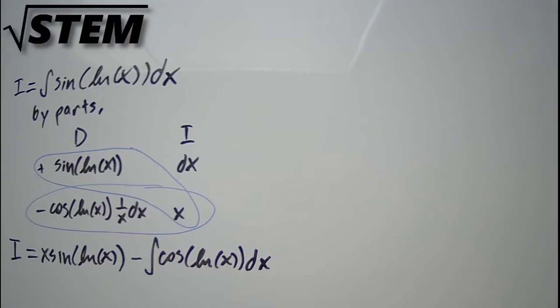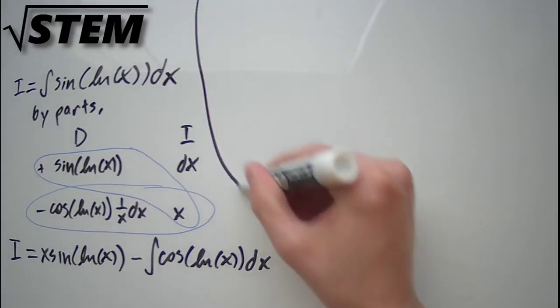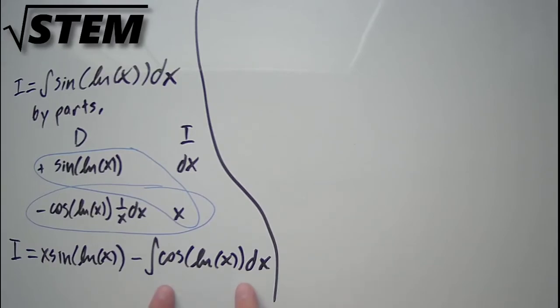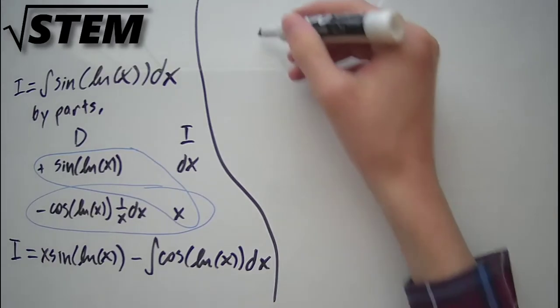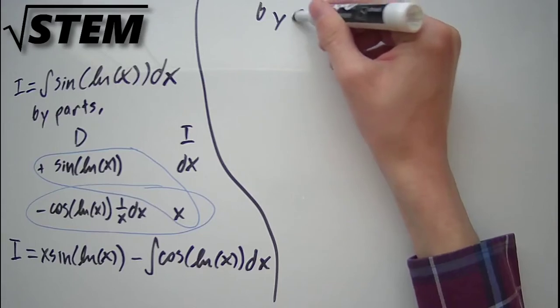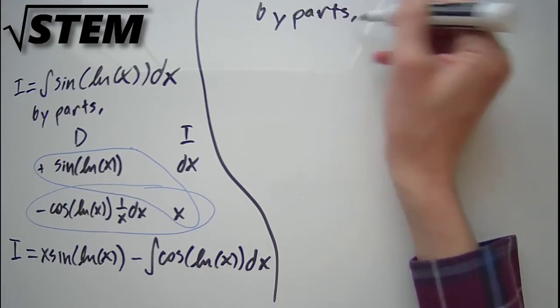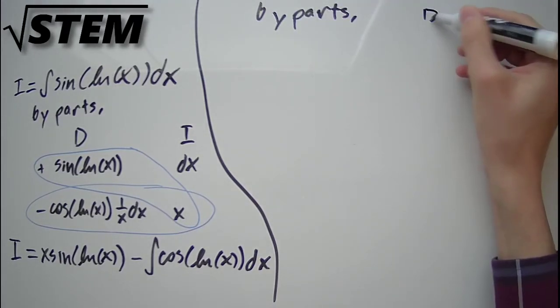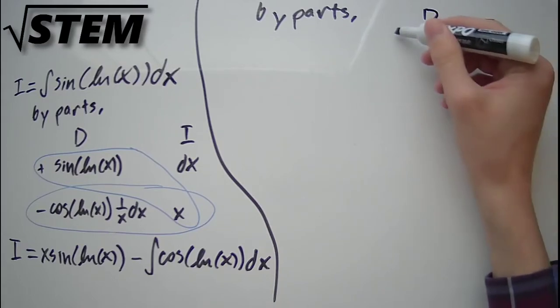So we did something, but it doesn't really look like we're in a better spot than we were before, because now we just have a different trig function housing our natural log of x. So why don't we try this one more time? If we want to integrate cosine of the natural log of x by parts, we need something to differentiate and something to integrate.